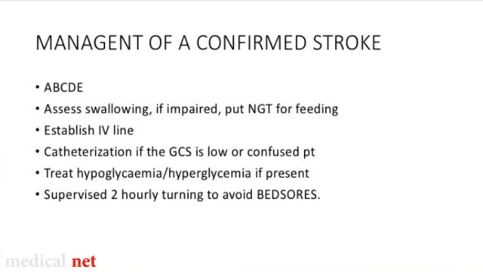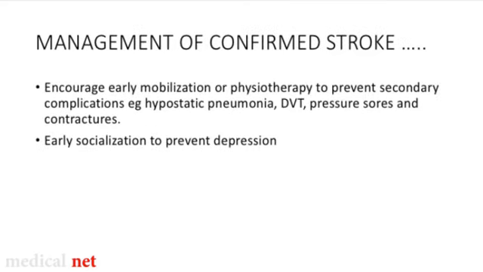Management of a confirmed stroke. You have to do A, B, C, D, E. Then assess swallowing. If impaired, put a nasogastric tube for feeding. Establish an IV line. Catheterization, if the Glasgow coma score is low or the patient is confused. Also, treat hypoglycemia or hyperglycemia if present. Then do supervised 2-hourly turning to avoid pressure sores or bedsores. Also, encourage early mobilization and physiotherapy to prevent secondary complications, for example aspiration pneumonia, DVT, pressure sores, and contractures. Early socialization also tends to prevent depression in these patients.